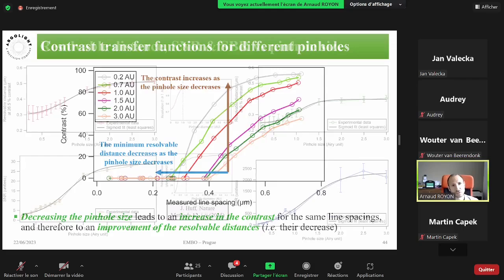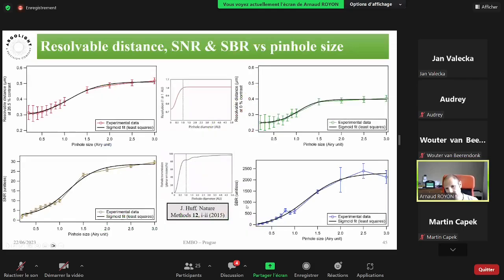We also measured the evolution of the signal-to-noise ratio and signal-to-background ratio. And as you can see here, we get the same sigmoid evolution for the resolvable distance, both for the Rayleigh criterion or for the 0% contrast criterion. We see as well that the SNR and SBR follow this sigmoid evolution. And to the best of our knowledge, I think this is the first time that this kind of curve is experimentally demonstrated.